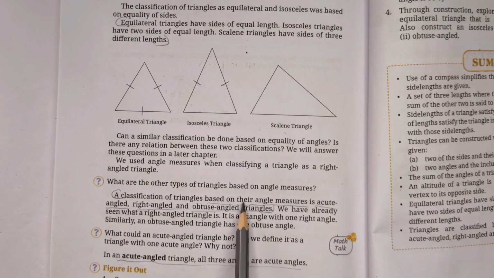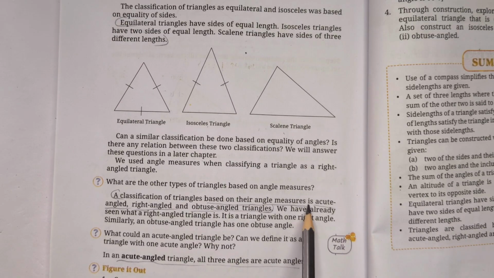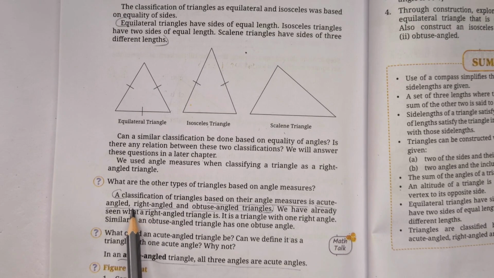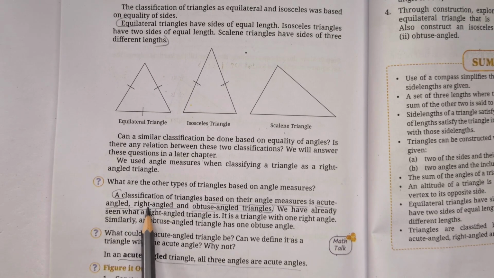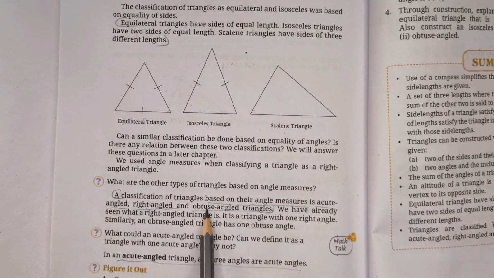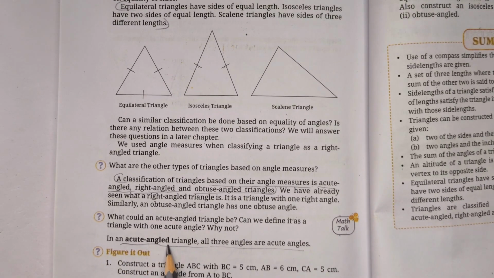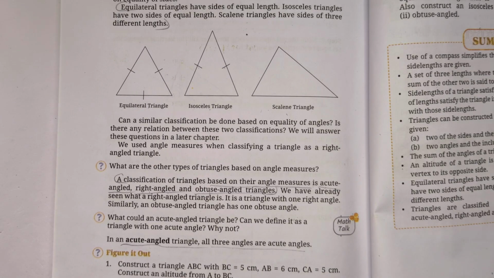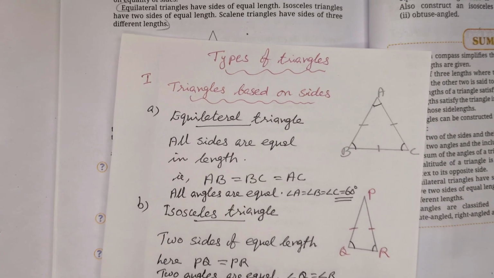If all three angles are acute, less than 90 degrees, then that is called an acute angled triangle. If one angle is 90 degrees, right angled triangle. If one angle is obtuse, then obtuse angled triangle. In an acute angled triangle, all three angles are acute. Acute means less than 90 degrees.